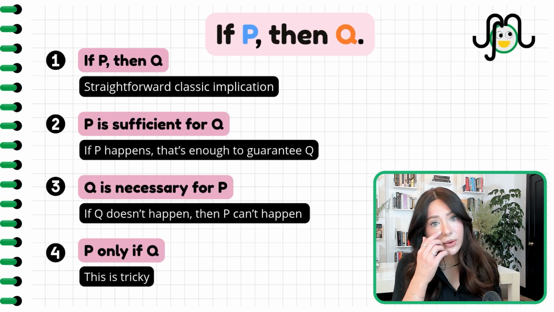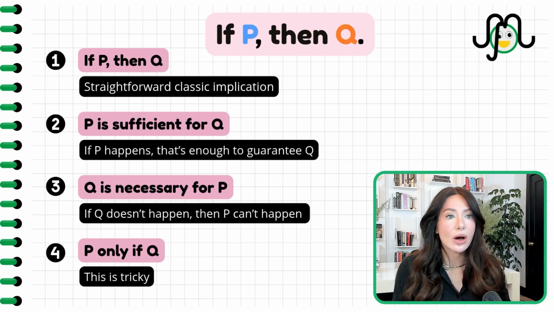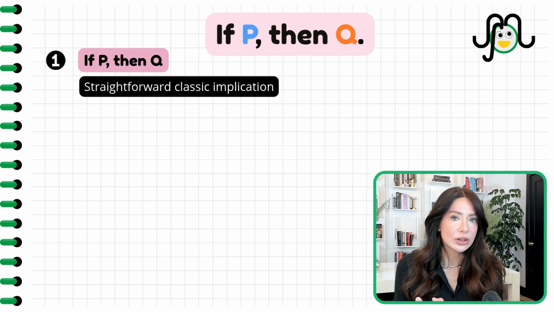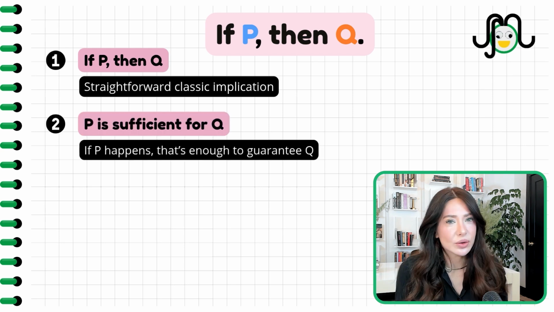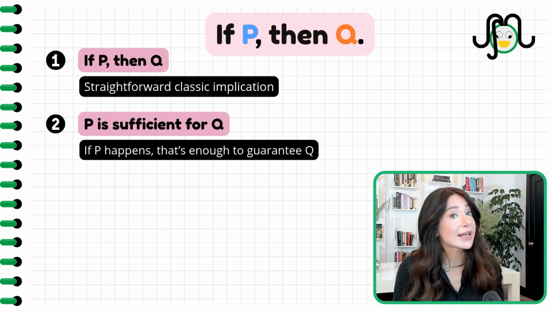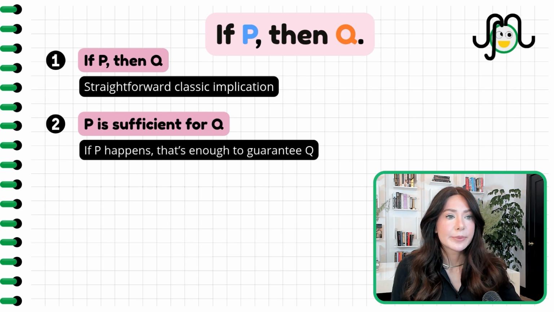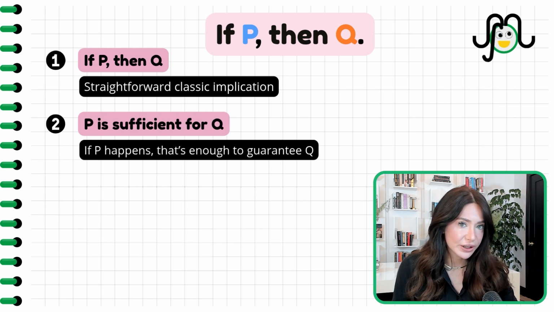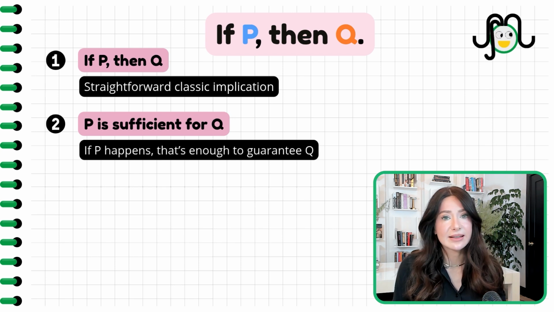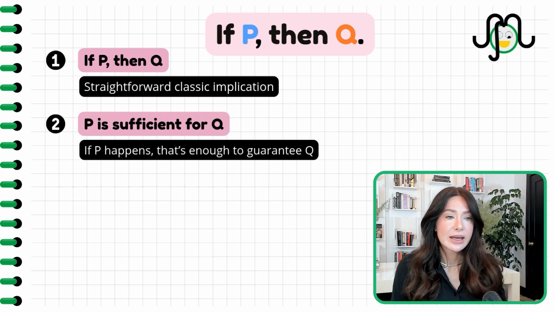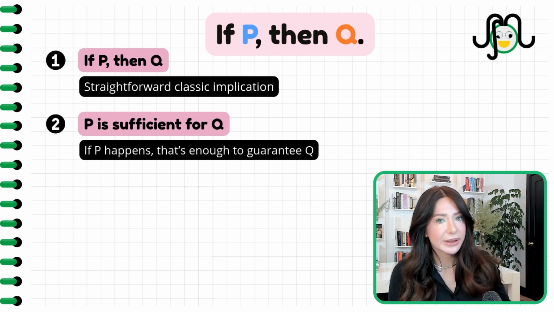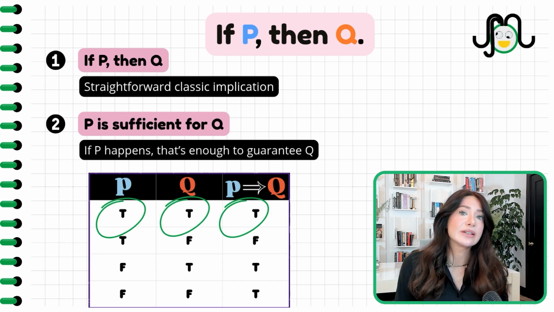Now I will show you different iterations of if P then Q that might be disguised, or you might not recognize that the sentence is the exact same thing as if P then Q. The first one says P is sufficient for Q. That sentence is the same as if P then Q. And why? Because that says that if P happens, that's enough to guarantee Q.